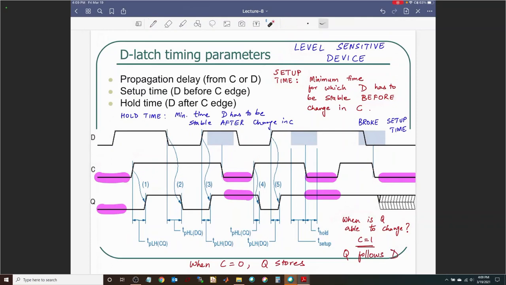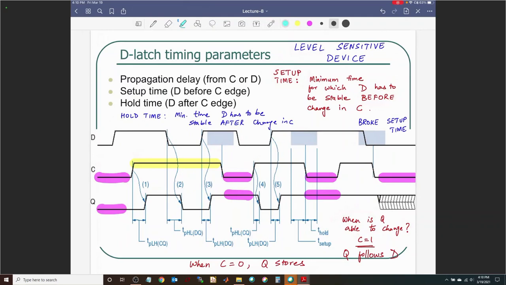So, you see, output Q is following D as long as C is 1. You see this? I'm going to highlight that window maybe here. So all this time, C is 1 in yellow. And you see what Q is doing? It is exactly doing the same thing as D is doing.